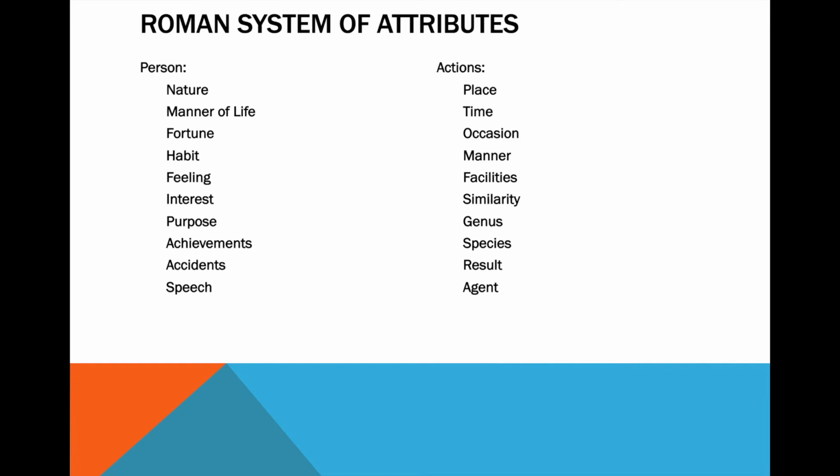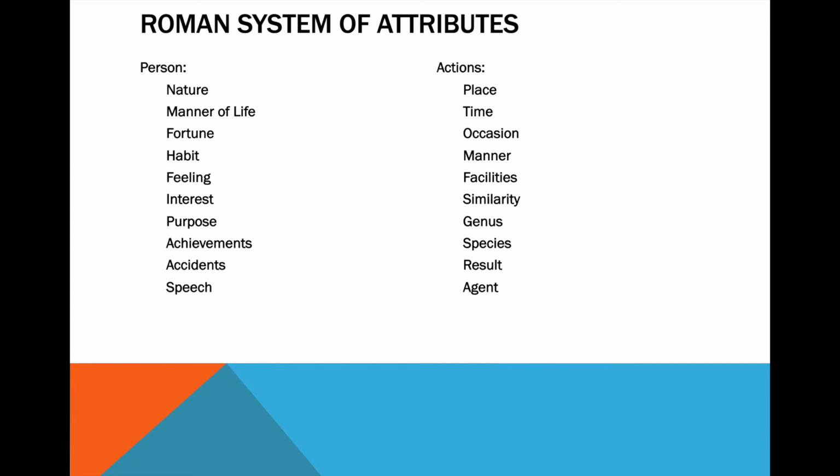And so we would investigate, for instance, the nature of the person. By this we mean things related to the person's natural attributes. Were they male or female? Were they black or white? Were they old or young? Were they physically strong or sick and weak, right? These would all be attributes related to their nature.